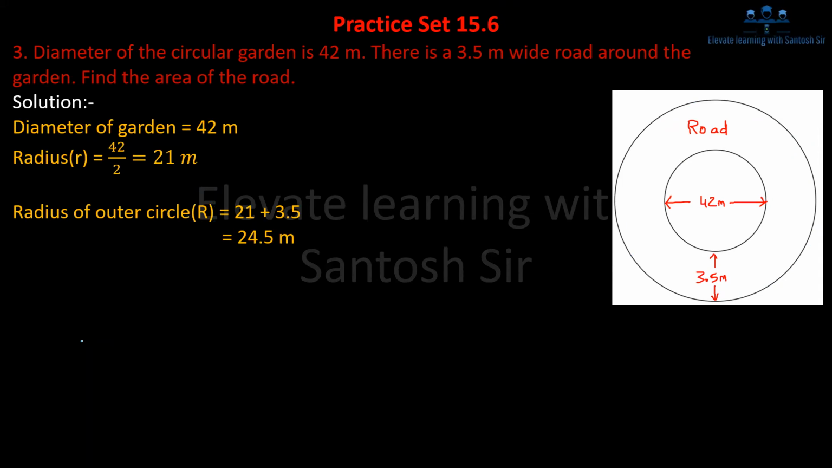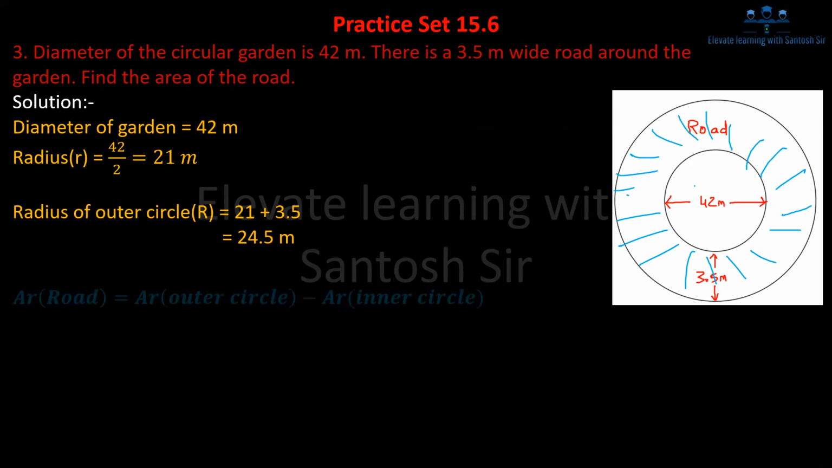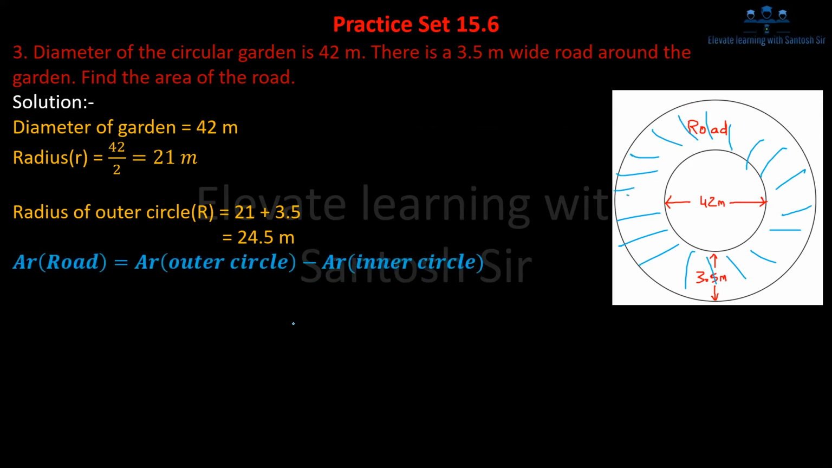Now we have the radius of both the circles, the outer as well as the inner. And the area between the two circles, that is nothing but the area of road, can be given by area of outer circle minus area of inner circle. So area of outer circle will be pi capital R square minus area of inner circle is pi small r square. We can take pi common over here. We will get R square minus r square. Now we can substitute the value.